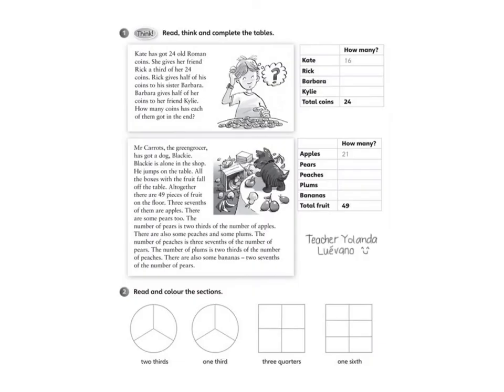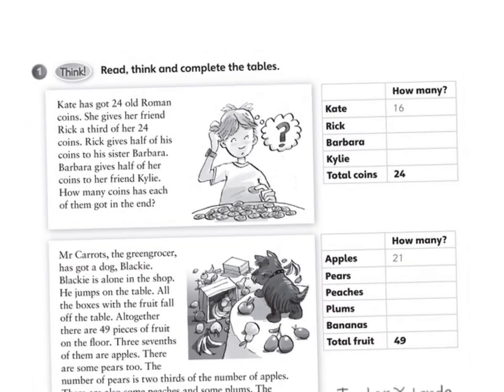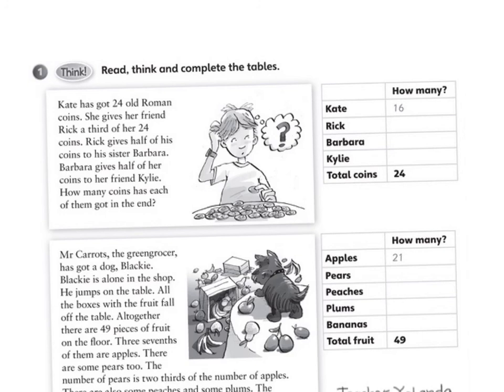We're going to read these problems on the next page. It says think, read, think and complete the tables. Kate has got 24 old Roman coins. She gives her friend Rick a third of her 24 coins. Rick gives half of his coins to his sister, Barbara. Barbara gives half of her coins to her friend Kylie. How many coins has each of them got in the end?